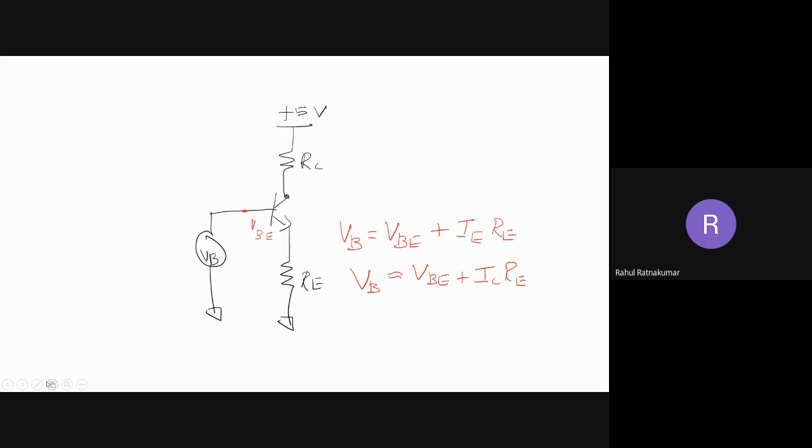Now, with this equation, we have to explain. Initially the beta, for example, in the early case was 200, right? Now, if the beta is increased, beta dash, for example to 300, a new value of beta, what happens? The IB will definitely reduce, right? So sorry, beta is increasing, IB will be the same, but IC is increasing.